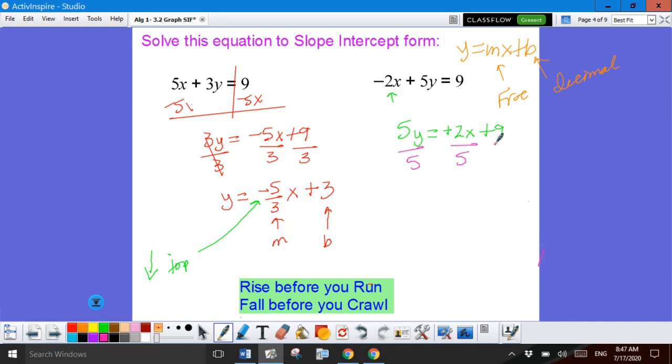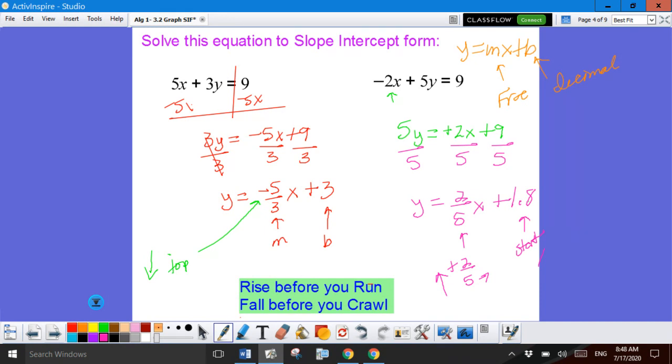Divided by 5, y equals 2/5 x plus. Now this is where you might want to have your calculator do a little math for you. I know my b needs to be a decimal because I cannot graph 9/5. I know that's going to be close to 2, but I want to be a little bit more accurate, so we're going to use 1.8. So this one, 2/5 is positive. That means I'm going to go up 2 and right 5, and this is my start.